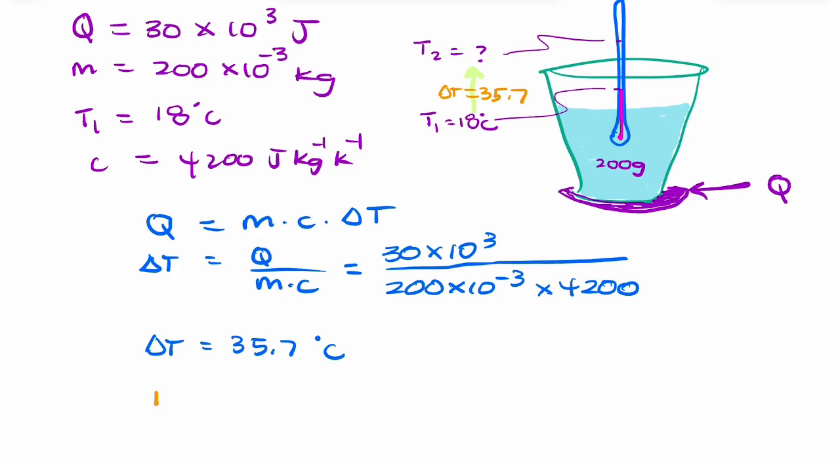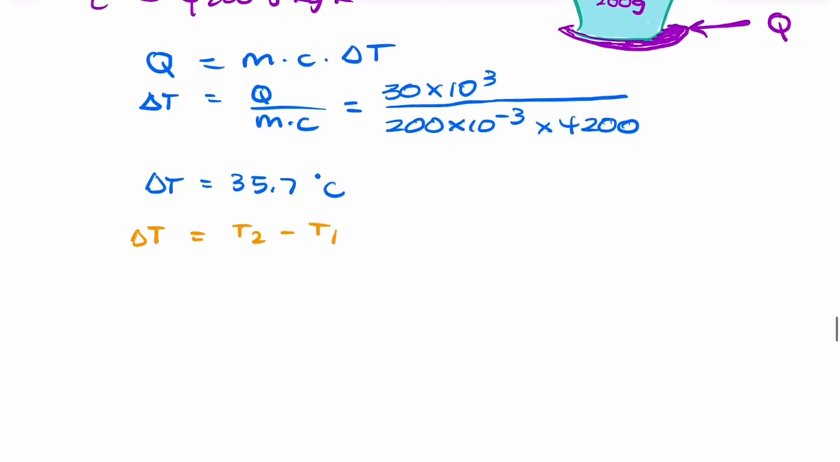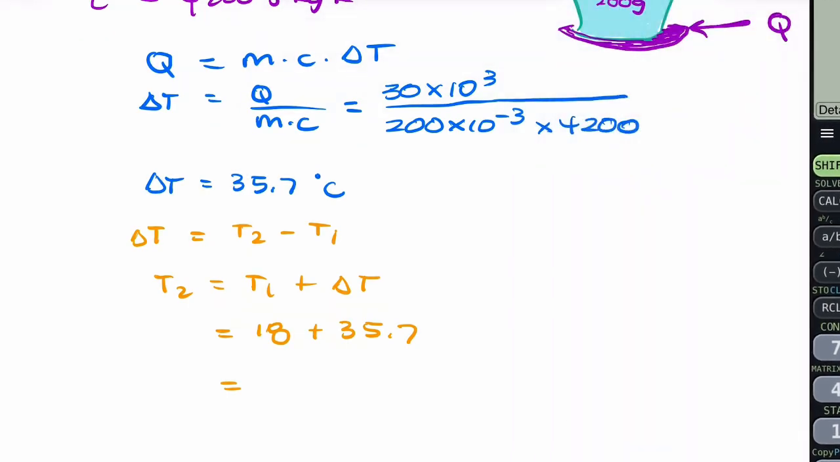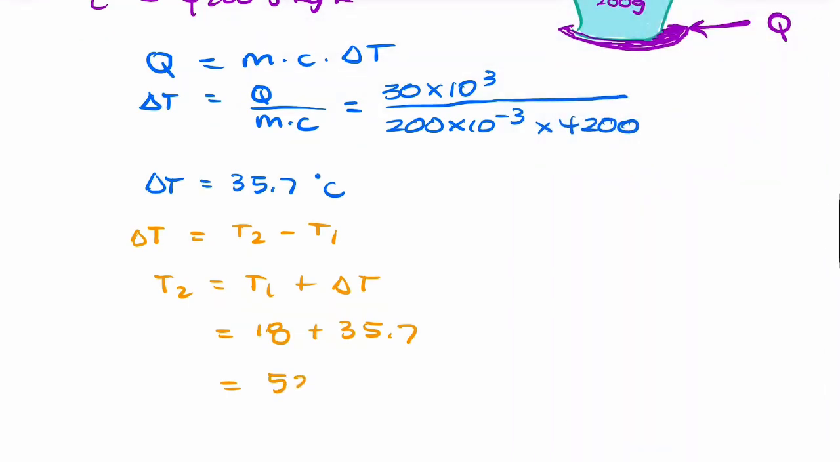So we can say delta T equals T2 minus T1. So T2 equals T1 plus delta T equals 18 plus 35.7. And 18 plus 35.7 is 53.7. And that would be your final answer.